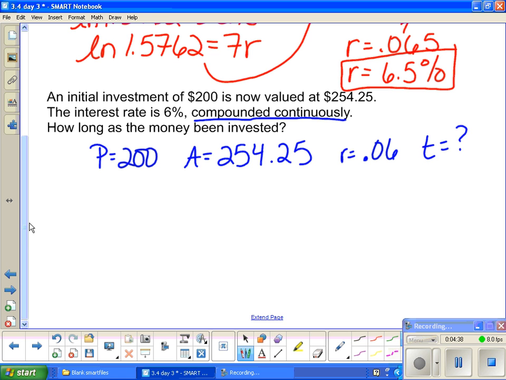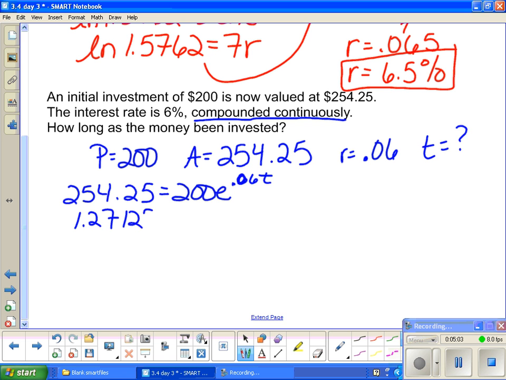Again, let's do the formula. Amount 254.25 equal 200 times E to the 0.06T. Again, isolate the E, divide both sides by 200, and I'm going to get 1.27125 equal e to the 0.06t. Take the natural log of both sides because I want to undo base e.